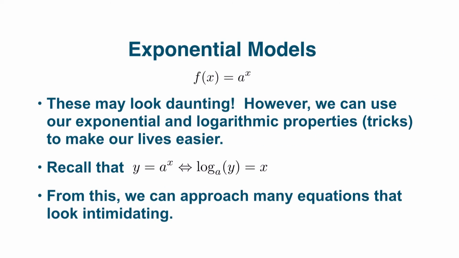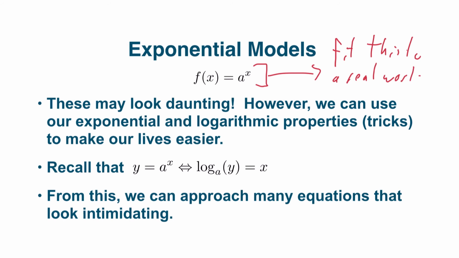We'll move on now from linear models to exponential models. An exponential model is simply trying to model our physical scenario as an exponential function. So we'll fit this to a real-world problem. We may multiply by a constant out front. We may write this as f of x equals some constant c times a to the x.